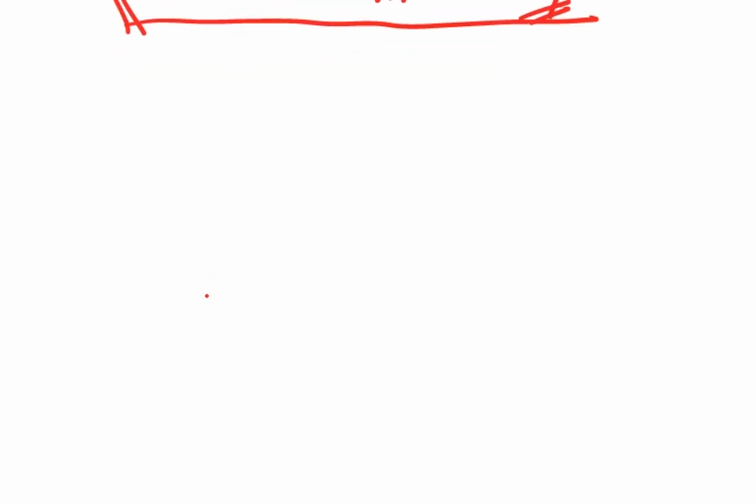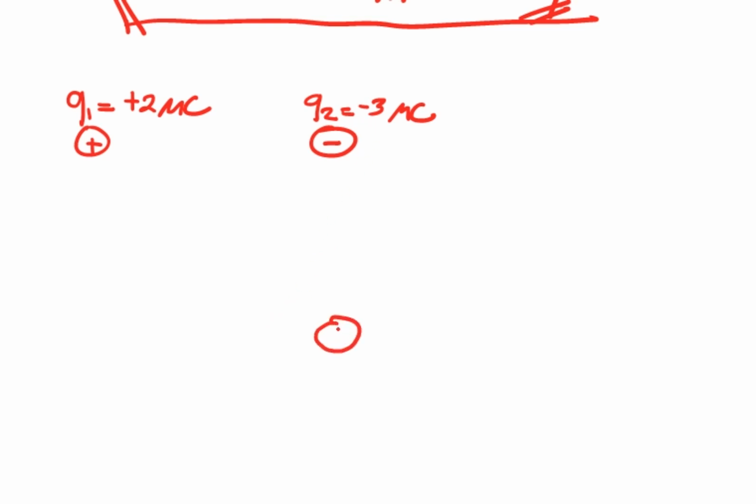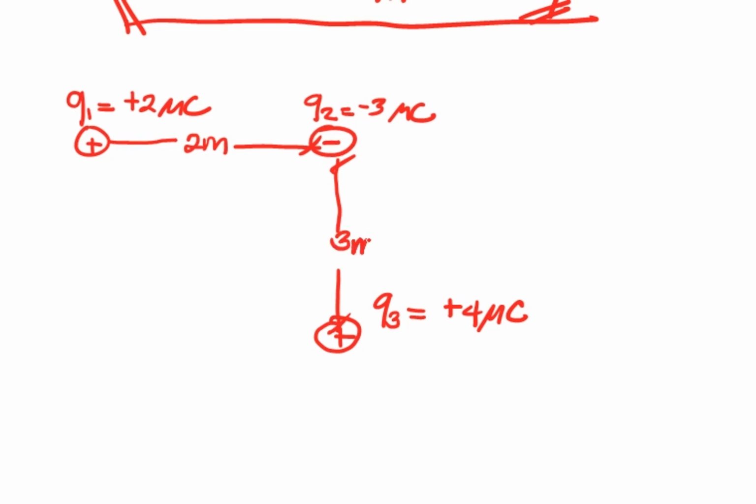Earlier we have Q1 equal to positive 2 microcoulomb, and Q2 equal to negative 3 microcoulomb. Let's say there is another charge, Q3, directly below the negative 3 microcoulomb charge. This is another positively charged charge, Q3, which is positive 4 microcoulomb. This distance is 2 meters according to our problem, and let's say this other distance is 3 meters.